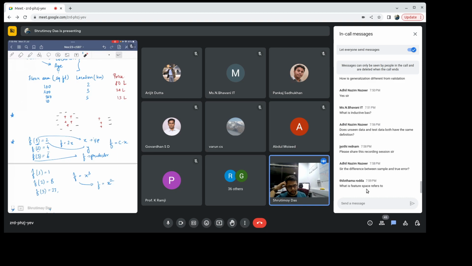The feature space refers to the different values that your feature can take. Your age can be between 0 and say 90, your height can be between 130 to 200 centimeters. All the possible values that your feature can take are given in the feature space.